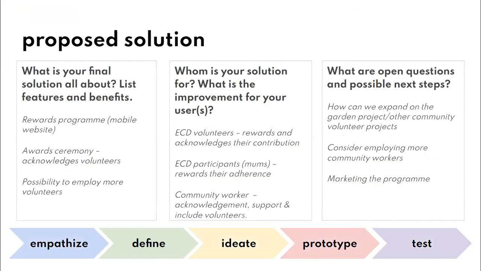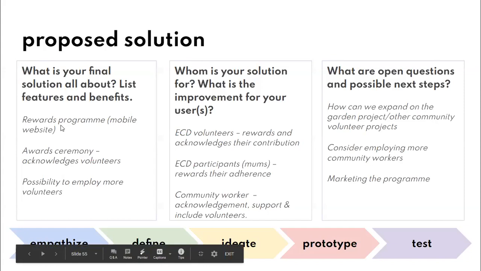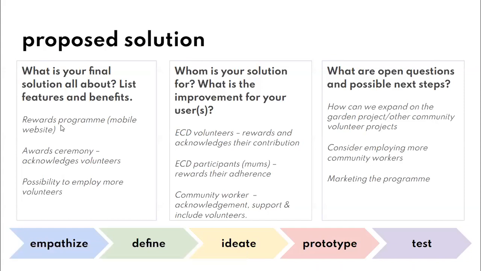And so the final solution was at the end of this whole process, and this is the end. For the final solution, usually we look for what the final solution is about, and list the features and benefits. We look at whom this final solution is for, what the improvements were, and whether there are any open questions and possible next steps. With the first block, the final solution and the benefits, we see there was now a reward system at the center. We have an award ceremony which acknowledges volunteers, and the possibility to employ more volunteers. That's what they now focused on.